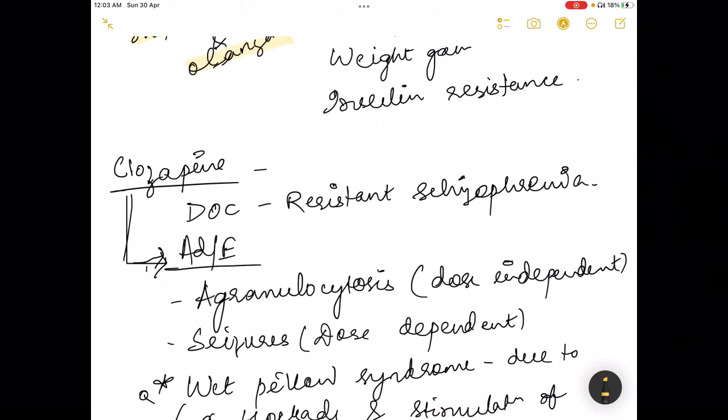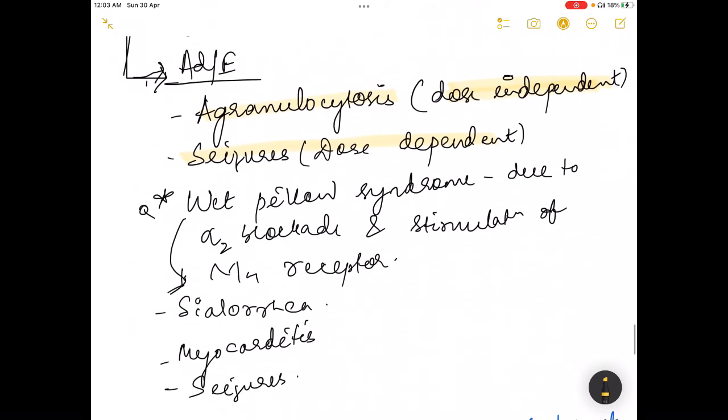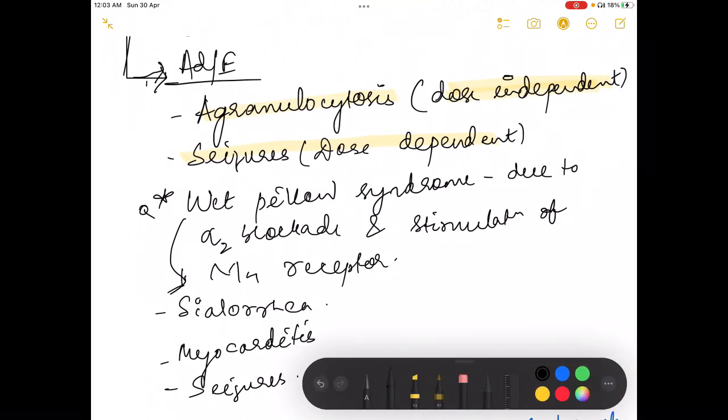Then coming to the drug clozapine, it is the drug of choice in resistant schizophrenia. And what are the adverse effects? We need to remember that the dose-dependent adverse effect of clozapine is seizures, and the dose-independent adverse effect is agranulocytosis. Also, clozapine gives rise to a syndrome known as wet pillow syndrome, which is due to alpha-2 blockade and stimulation of M4 receptors. And this wet pillow syndrome is the result of sialorrhea.